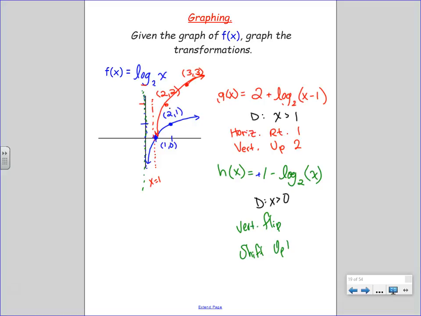So vertical flip. Well, okay, the point (0, 1) doesn't really vertically flip anywhere. The point (2, 1) now becomes the point (2, negative 1). The y flips, the x stays the same. But he's not supposed to stay there. Where is he supposed to shift? Up 1. Okay, so all of a sudden the point is now here, so that's going to be the point (2, 0). He flipped down to (2, negative 1). He went up 1 to (2, 0). This one, (1, 0), flips nowhere. But then he shifts up 1 to the point (1, 1). And then we see our vertical asymptote, and we have our logarithm.